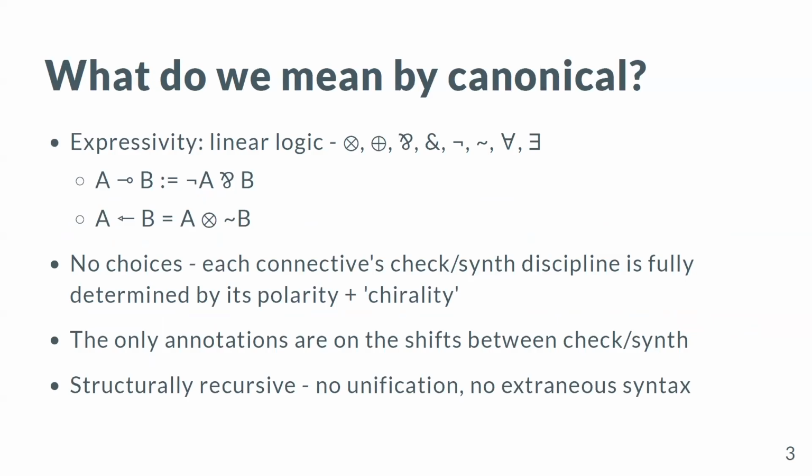Essentially, when we do type checking, there's usually a tension between expressivity and how many annotations we need to put in the language. Once you start adding interesting language features and lots of binders, that's when you have to add more annotations. The nice thing about this approach is that you have a pretty expressive system. You have full polymorphic linear or substructural logic or type theory. There are no choices, so each discipline will be given entirely by its polarity and then what I will call chirality, which I will explain. And the whole thing is structured recursive. There is no unification, no side effects.